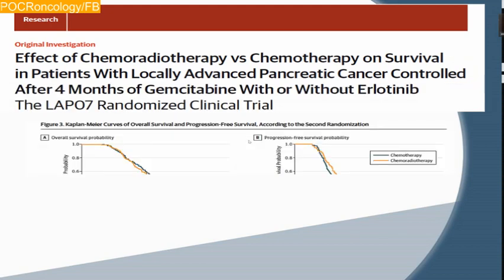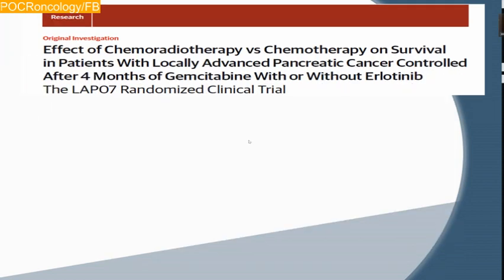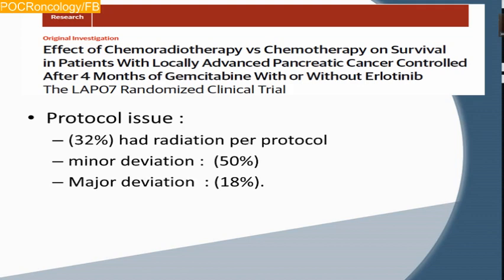Then we have the recent European trial, the LAP07 trial. It is a randomization between GEM and erlotinib as one question. And if you don't progress, then you go to the second randomization between radiotherapy and no radiotherapy. And still, the Europeans, intentionally, want to sabotage radiotherapy. That's, I think, their main goal. Again, a negative trial. But if you look into the trial in detail, first, the protocol issue, like the protocol of radiotherapy.